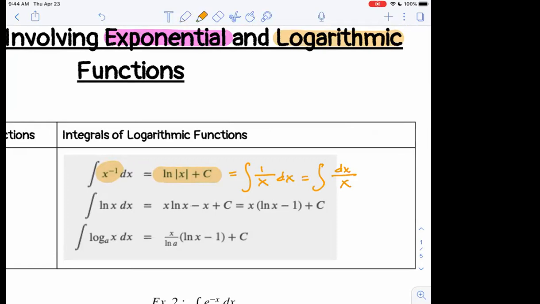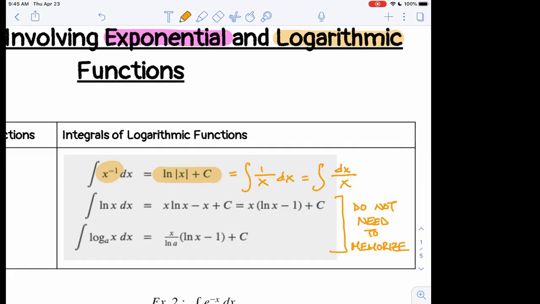Now, there's two other rules, but I'm going to say these are more like bonus rules. I want you to see them. I want you to know that they exist, but most likely, if you are ever expected to use them in the future, you'll just be able to look them up on a table of integrals, okay? So the last two are not ones that you need to memorize, all right? But let's just see how this works.